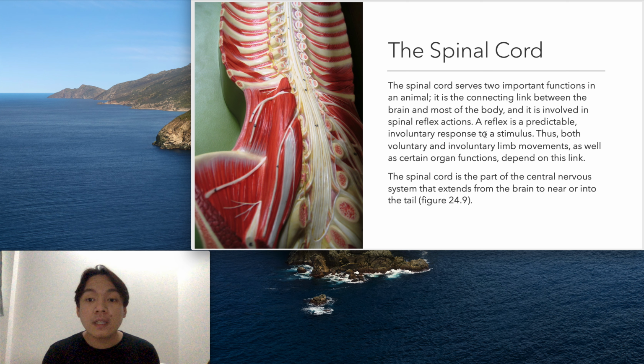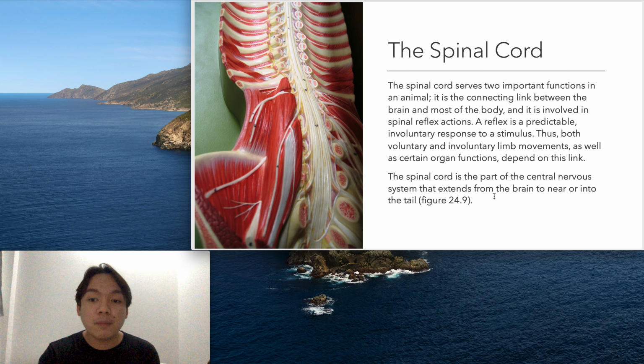Okay, so the spinal cord links the brain and most of the body, and it is involved in spinal reflex actions. This reflex is a predictable and involuntary response to a stimulus. So both the voluntary and the involuntary movements of your limbs depend on this link.